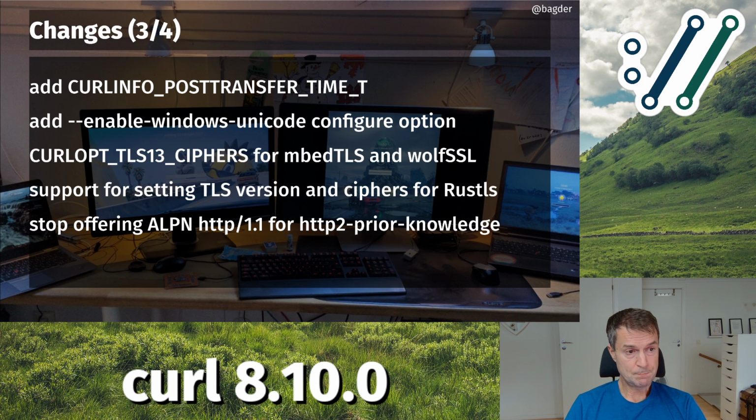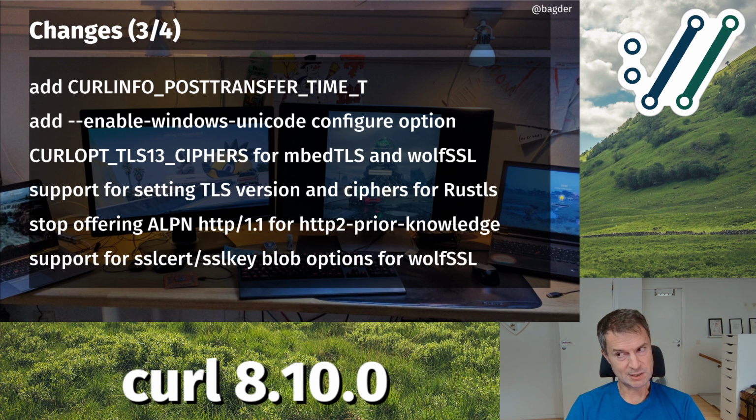When you ask curl to communicate with HTTP2 prior knowledge and you use an HTTPS URL, curl will no longer ask for HTTP1, because it'll imply that you want HTTP2 and nothing else, which it didn't do before. And we also now support these options as certain SSL key blobs for wolfSSL. Pretty much we're adding support for these options for more backends.